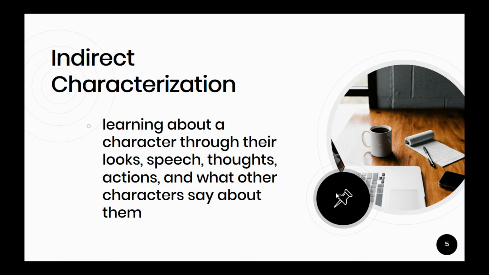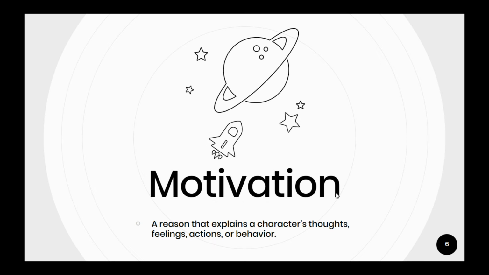Indirect characterization is where we're learning about a character through their looks, speech, thoughts, actions, and what other characters say about them. So we have to kind of infer and look at all these pieces to create our characterization.